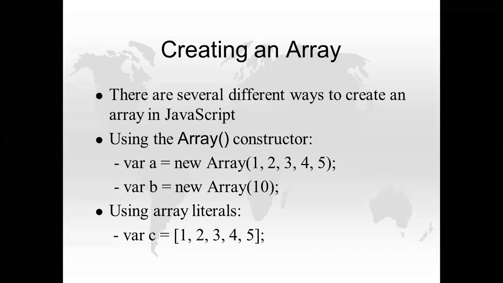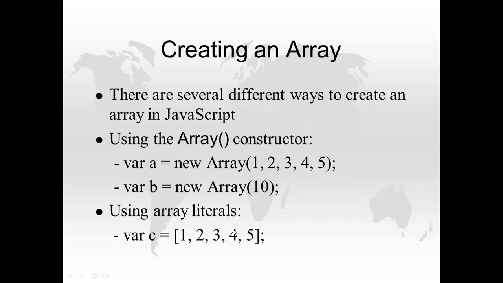So how do we create an array in JavaScript? There are several different ways to create an array, for example using the Array constructor. Here var a = new Array with contents 1, 2, 3, 4, 5. Then var b = new Array, where we can give the size of that array. Or we can use array literals, like var c = [1, 2, 3, 4, 5]. These are the ways to declare or create arrays.